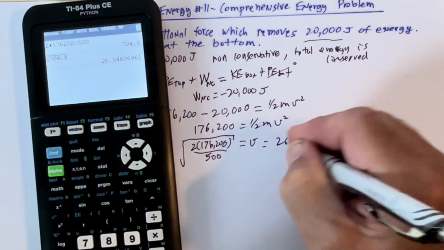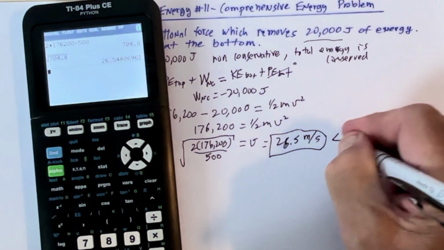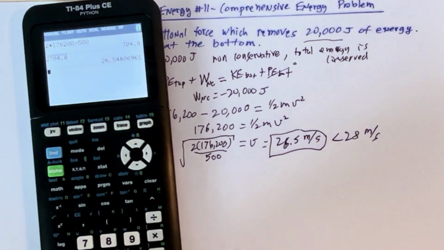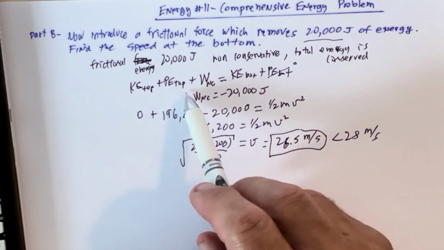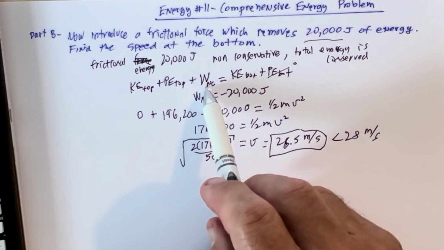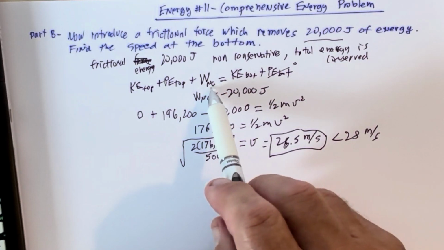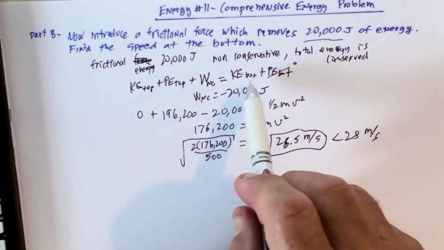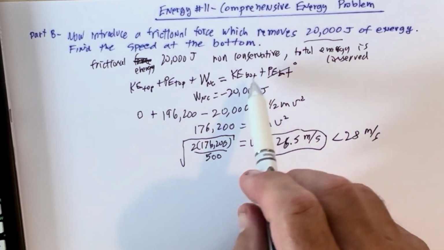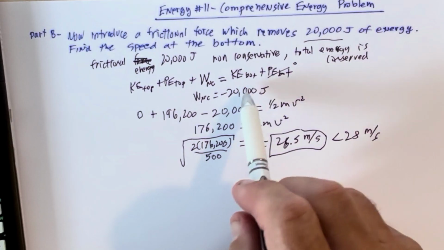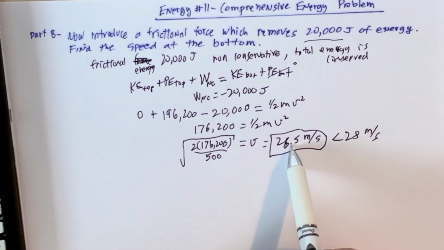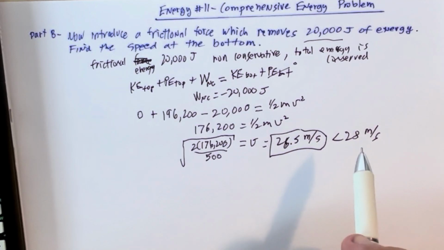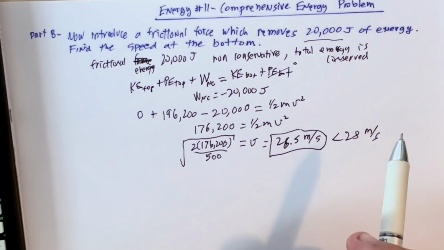So our new velocity now is 26.5 meters per second. And notice that's less than the 28 meters per second from the first part, because part of the potential energy at the top was subtracted as energy that goes into friction. The frictional force essentially draws the energy away. It's a negative 20,000 joules. So the potential energy at the bottom is still zero, but now the kinetic energy at the bottom is reduced by this amount. And therefore our speed at the bottom has been reduced by 1.5 meters per second due to the frictional force slowing it down.